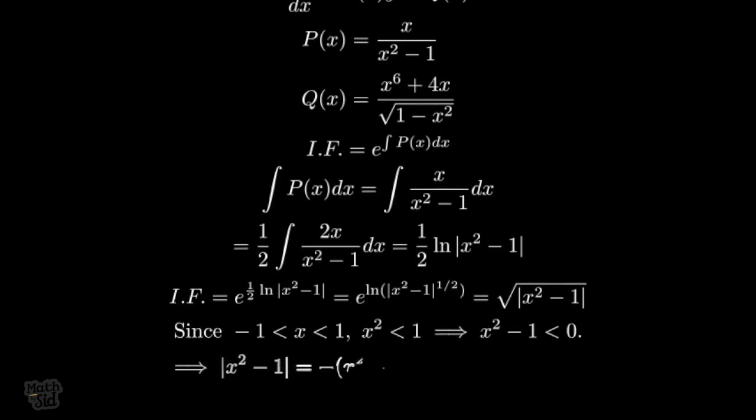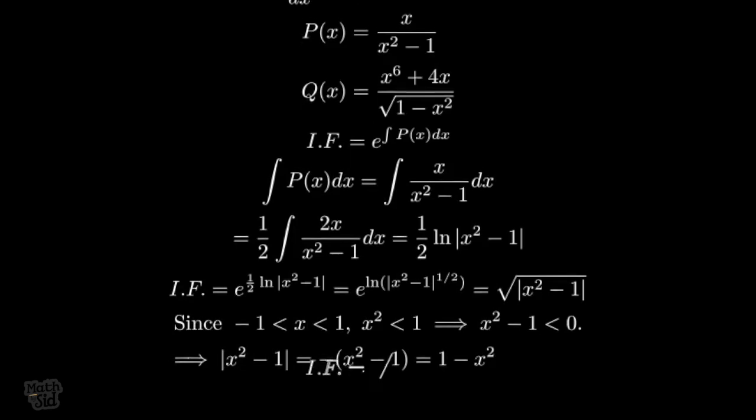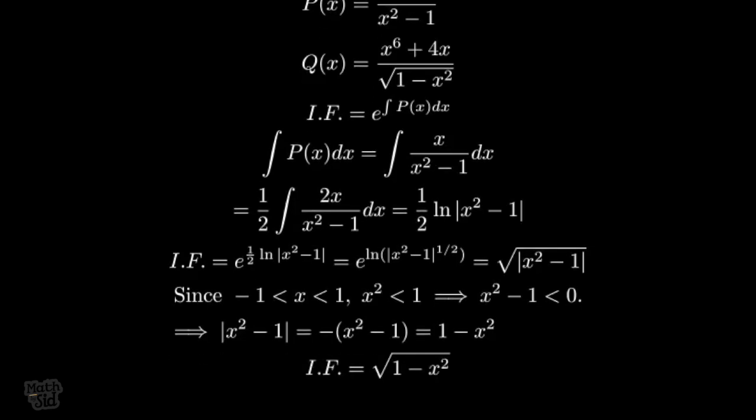Since x is between -1 and 1, x squared is less than 1, so x squared minus 1 is negative. Thus, the absolute value of x squared minus 1 is 1 minus x squared. Therefore, the integrating factor is the square root of 1 minus x squared. Now, multiply the entire differential equation by the integrating factor, square root of 1 minus x squared. The left side simplifies to the derivative with respect to x of y times the integrating factor. The right side simplifies because the square root terms cancel out.